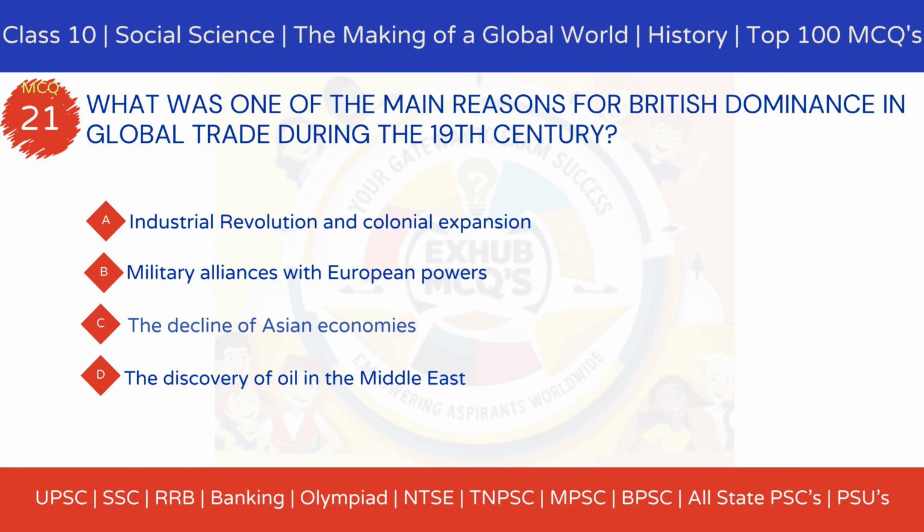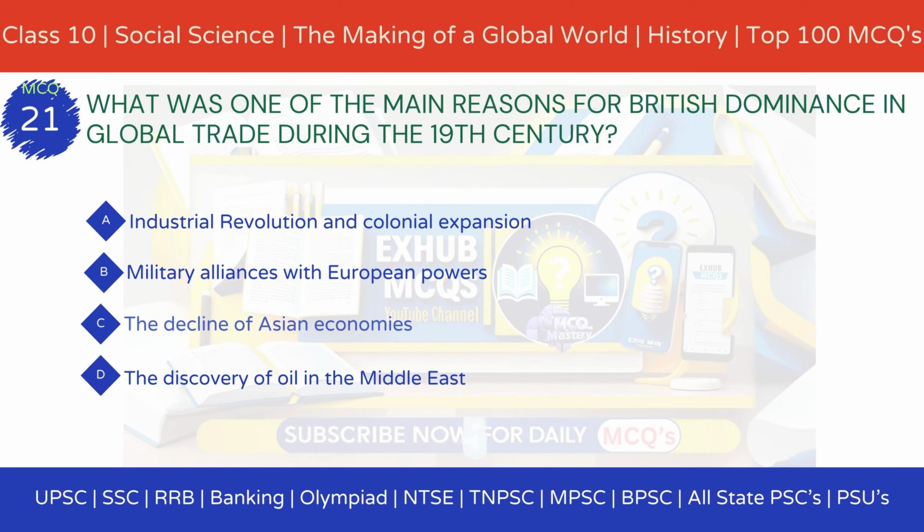MCQ 21. What was one of the main reasons for British dominance in global trade during the 19th century? Option A, Industrial Revolution and colonial expansion. Option B, military alliances with European powers. Option C, the decline of Asian economies. Option D, the discovery of oil in the Middle East.